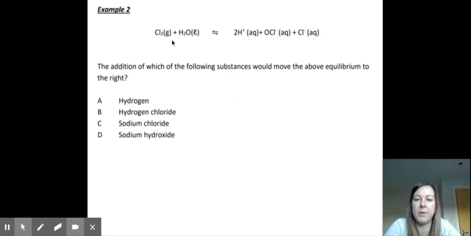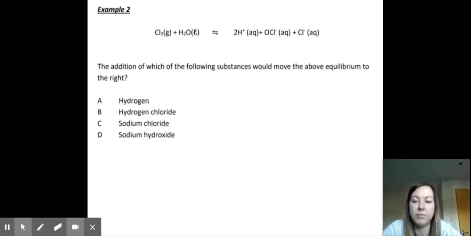Okay, so we have an equilibrium here with chlorine gas and water, basically the opposite of the other question. And on the product side, we have hydrogen ions, these chlorate ions, and just chloride ions. The addition of which of the following substances would move the equilibrium to the right? So let's go through them.